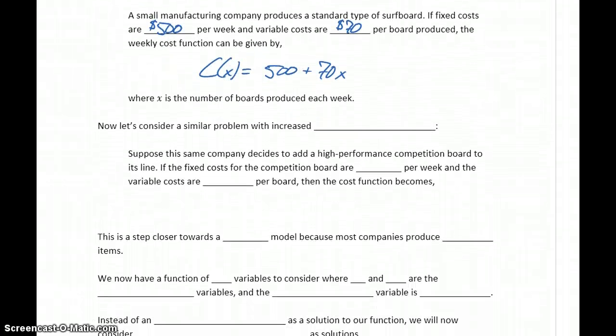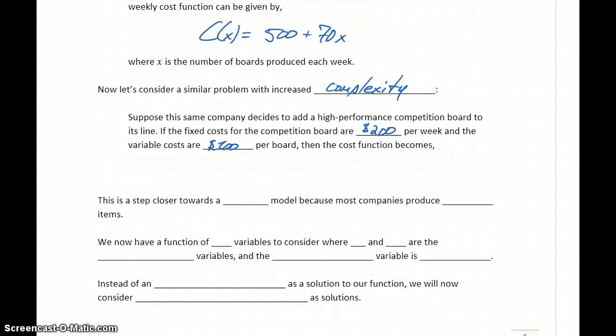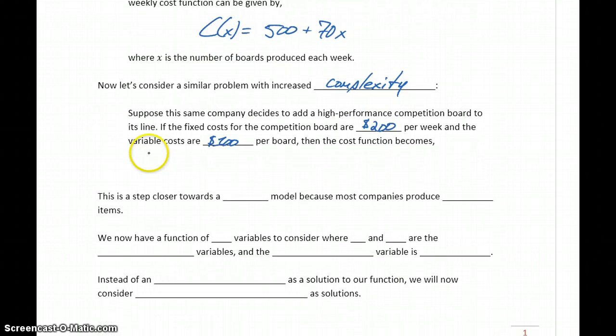But now what we want to do is consider a problem that's very similar, but with a little bit more complexity. So consider the same company. In this case, they decide to add a high-performance competition board. The fixed cost to produce these competition boards is $200, and the variable costs are $100. So now what we can do is set up a combined cost equation for the production of both of these types of boards.